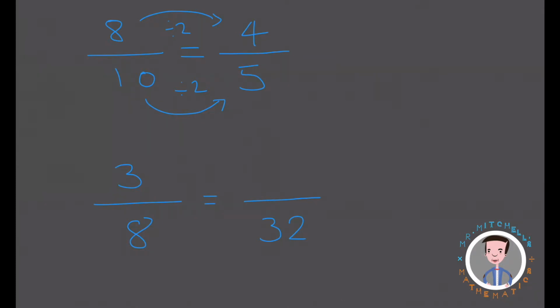For this one, we see that the number is getting bigger. So what do we need to times 8 by to get 32? We need to times it by 4. Therefore, 3 times 4 will give us our equivalent fraction, and that is 12. 12 over 32 is the same as 3 over 8. It's equivalent to each other.